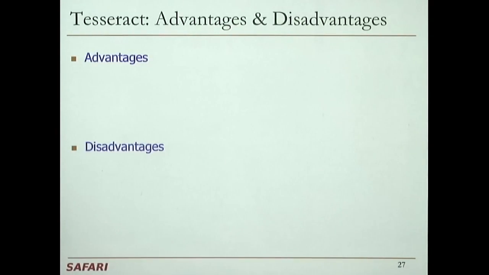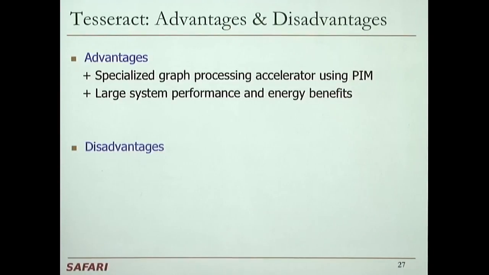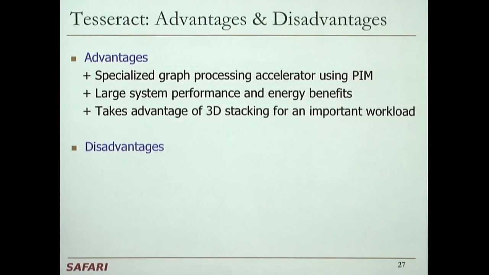OK, so this is really overhauling the entire design. And as a result, the advantage is you really specialize the system such that you have a graph processing accelerator using PIM, right? I see that as an advantage. And as a result, you get large system performance and energy benefits, and you basically take advantage of 3D stacking for an important workload. Now, there's nothing really specific about graph processing. You can actually use the same model for some other application, right? We just didn't do it, because that requires programming that application and porting it to this accelerator. In a sense, it's very much like a GPU today. You basically program your application such that it gets the best out of the GPU.